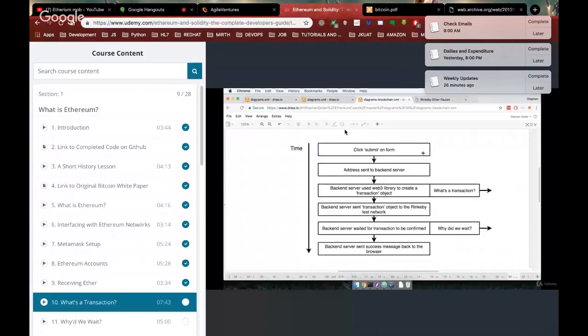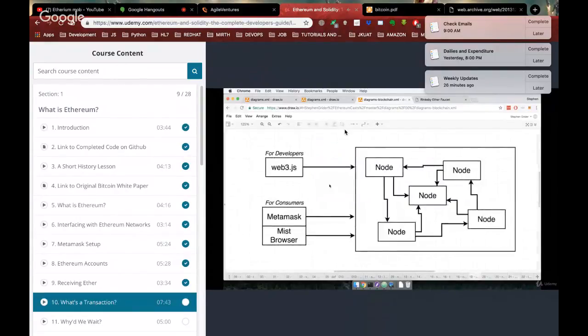So we entered in the address and we clicked the submit button. That web page then took the address that you entered and submitted it to a backend server. This is a Node.js server that I wrote specifically to take your address and send a tiny bit of Ether to it. To make that server, I used the Web3 library. Remember, the Web3 library is a tool that we use as developers to interact with any given Ethereum network. Not just the main network, not just Rinkeby. We can use it to interact with any Ethereum network. It's a programmatic portal that we can use to interact with all these different node things out there.